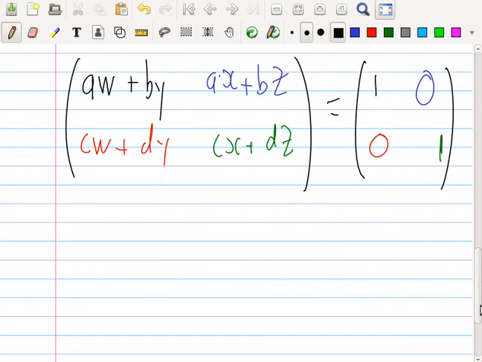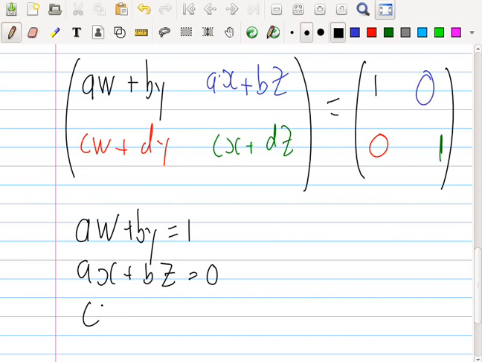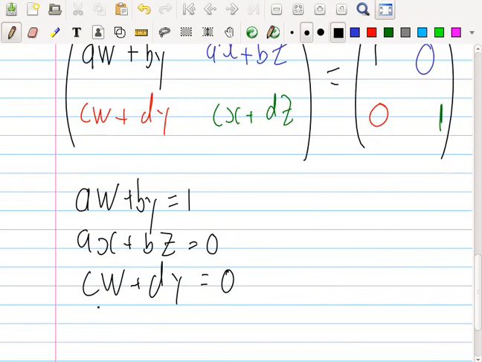Okay. So I need AW plus BY to equal 1. I need AX plus BZ to equal 0. I need CW plus DY to equal 0, and I need CX plus DZ to equal 1. And remember, I'm looking for W, X, Y, and Z. Let me just highlight what I'm looking for here: W, Y, X, Z, W, Y, X, and Z.